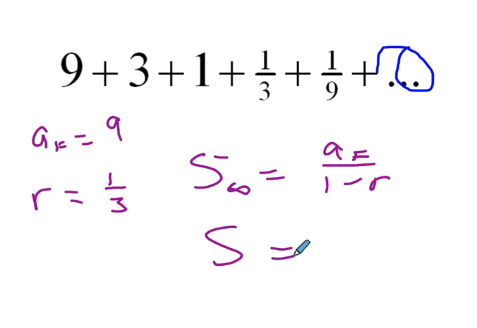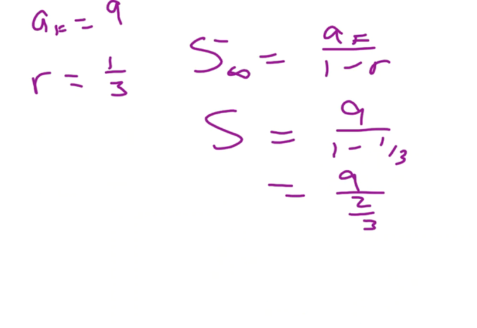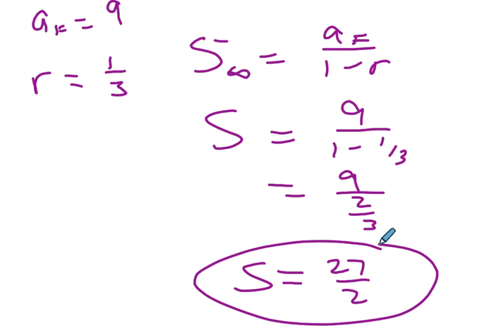It's going to be AF of 9 over 1 minus 1/3, which is 9 over 2/3. Oh, sorry, which is 27. And we like to put a little infinity subscript on it.